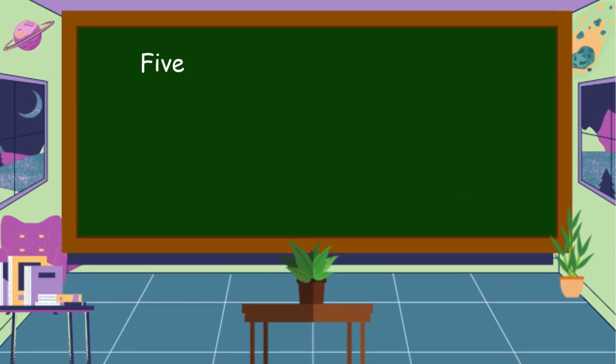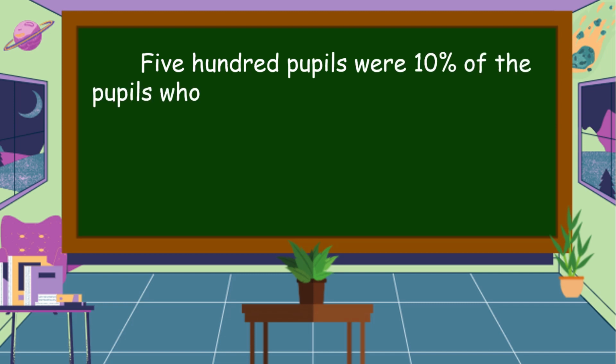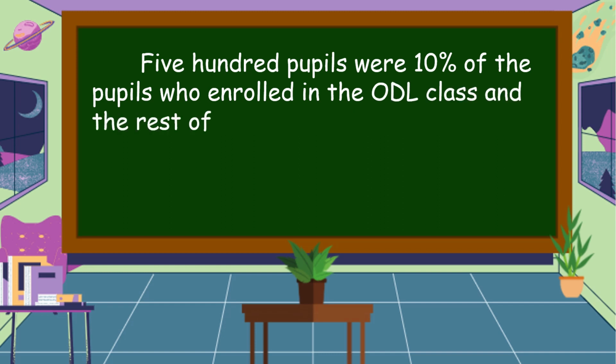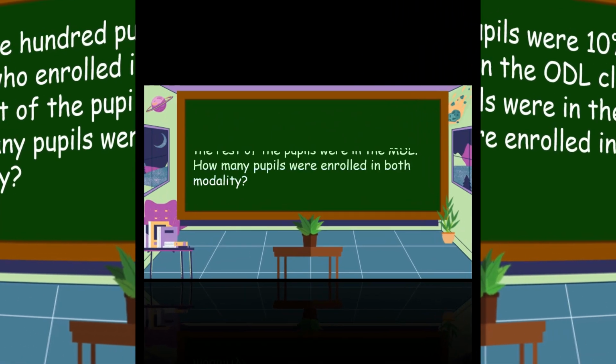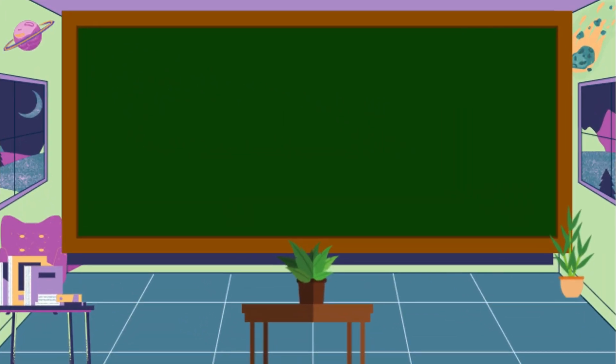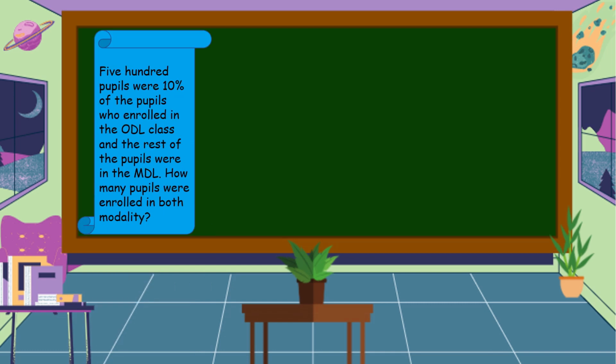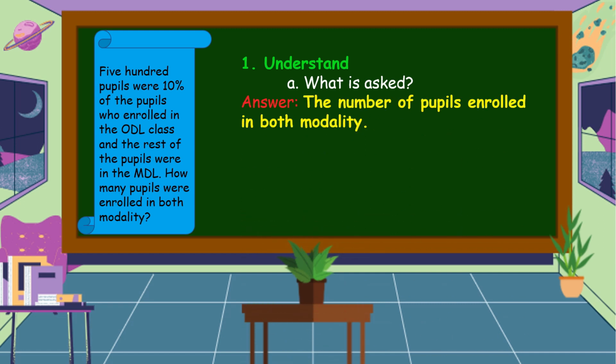Our second problem. 500 pupils were 10% of the pupils who enrolled in the ODL class, and the rest of the pupils were enrolled in the MDL. How many pupils were enrolled in both modality? Para ma-solve natin ang problem, we're going to use the Polya strategy. Una, what is asked in the problem? So, it is asking for the number of pupils enrolled in both modality.